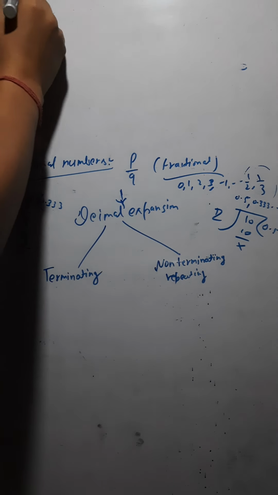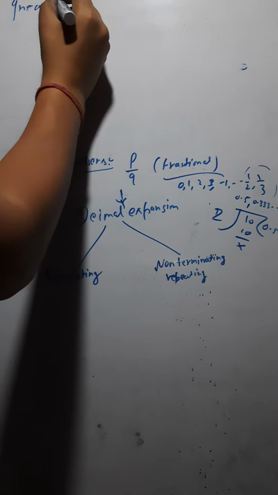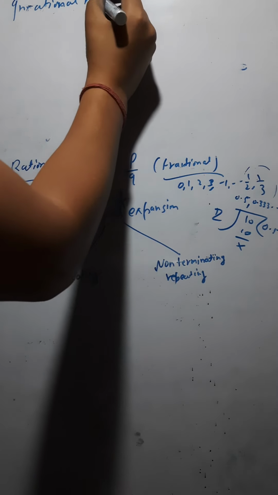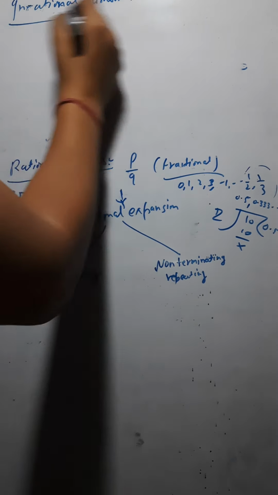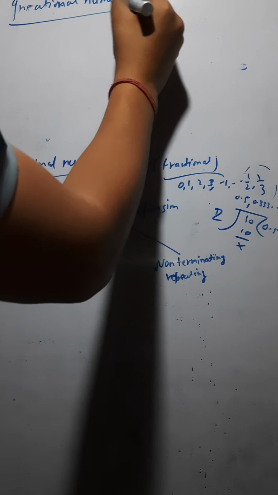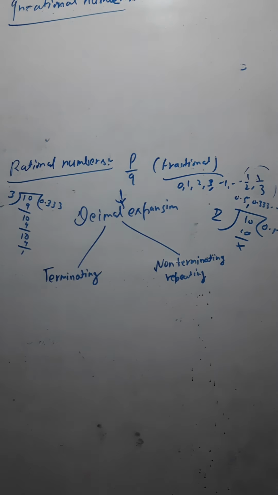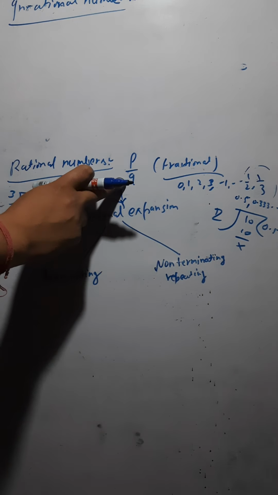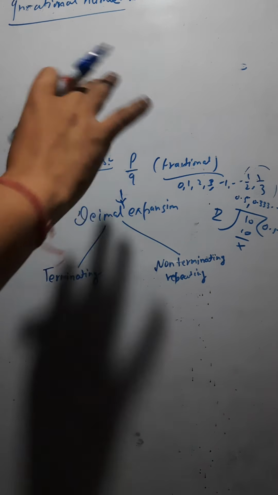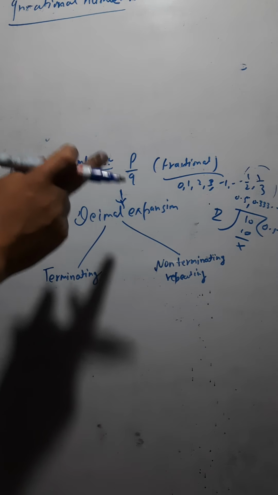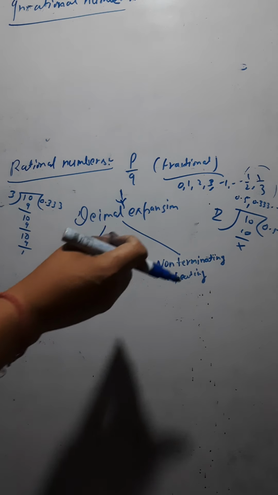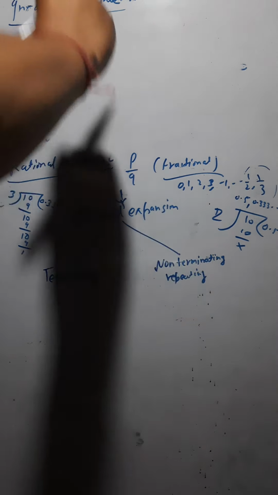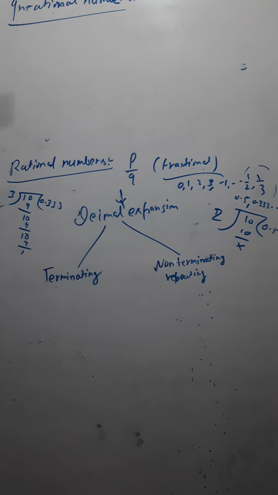So what are the irrational numbers? Irrational numbers are those numbers which cannot be written in the form of p by q. Which are not there in the form of p by q. Means the numbers which cannot be written in the form of a fraction. You are calling such numbers irrational numbers.